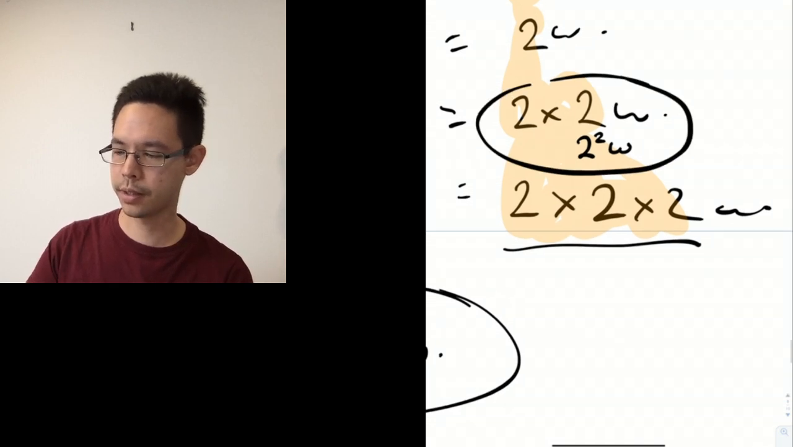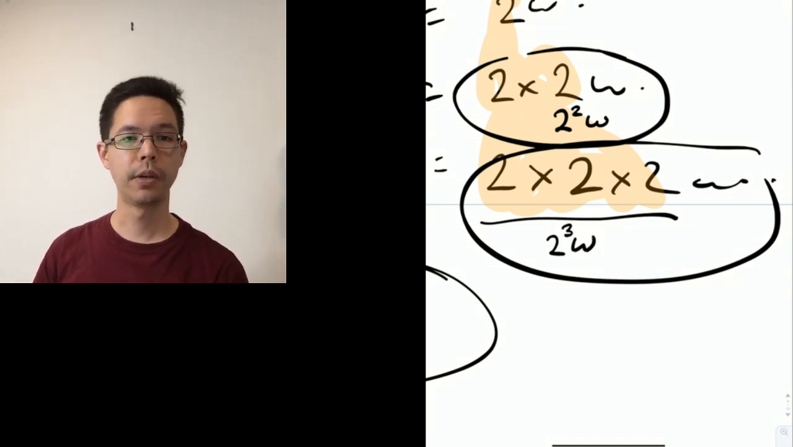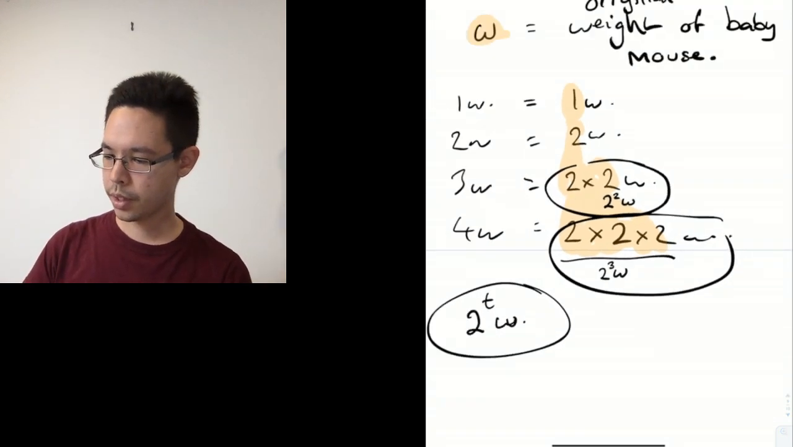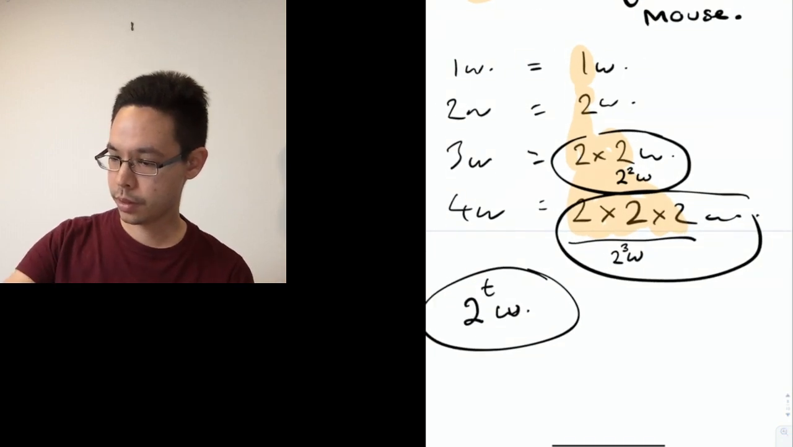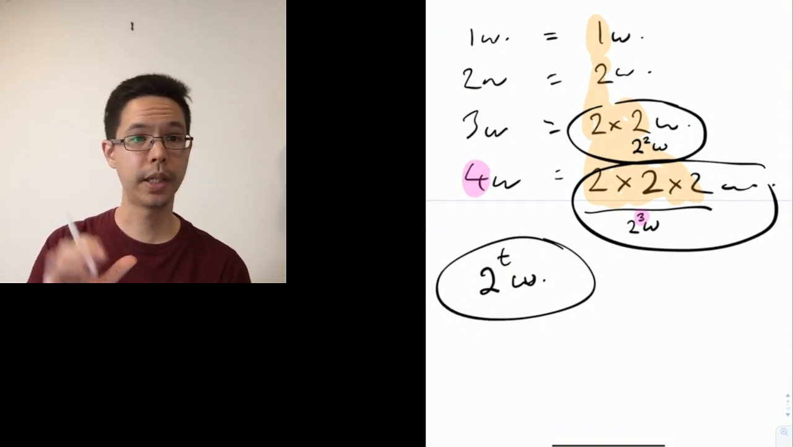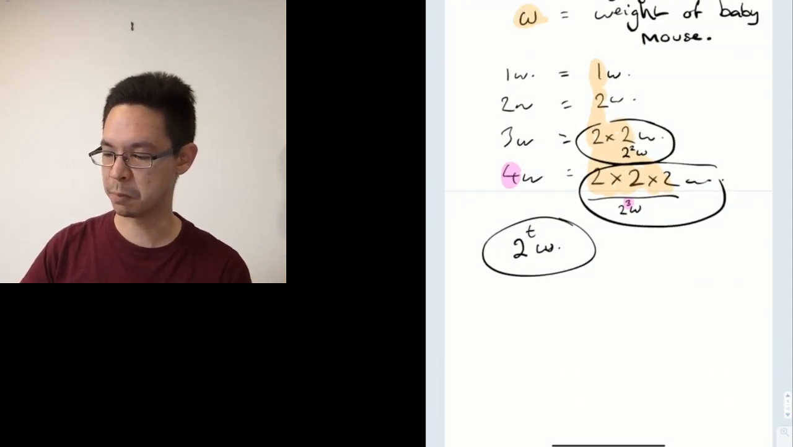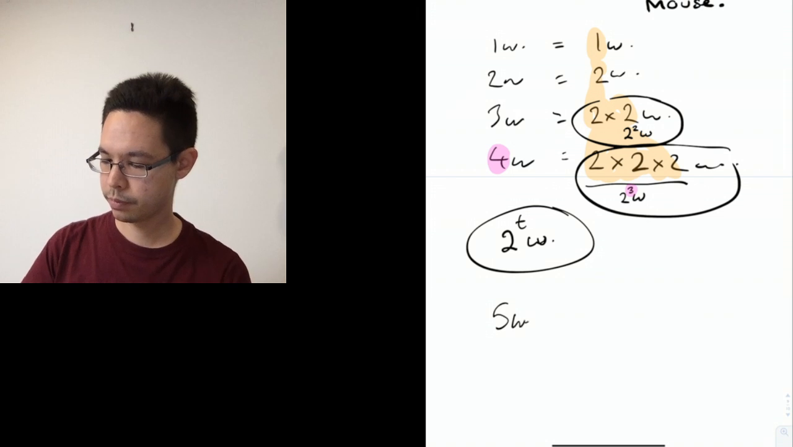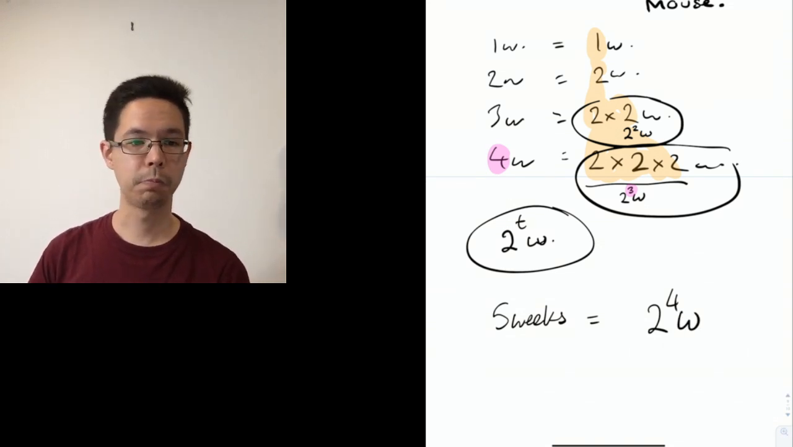Alright, these two are the same thing, aren't they? And then for this one here, it's going to be 2 times 2 times 2. That's going to be 2 to the power of 3w, isn't it? They're exactly the same thing. So after 5 weeks, I'm noticing this number and this number, it seems to be one less. So it looks like my result's probably going to be, for 5 weeks, 2 to the power of 4 times w, I think.